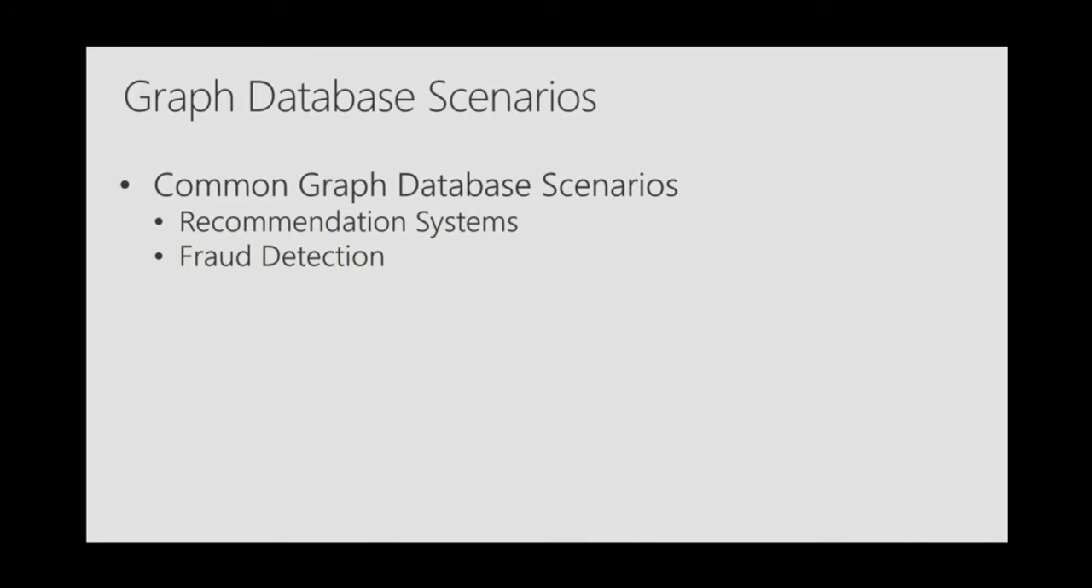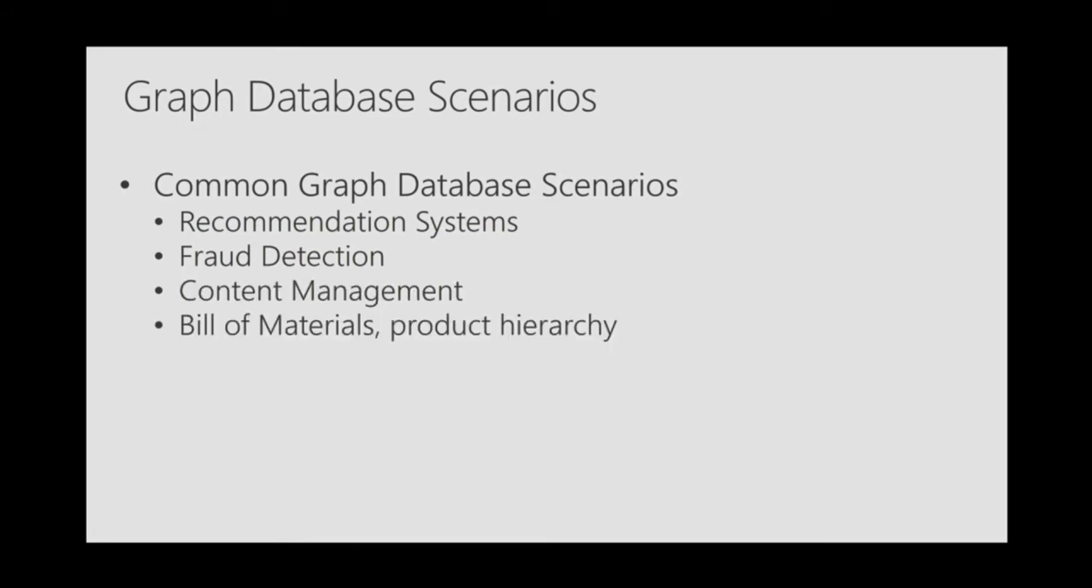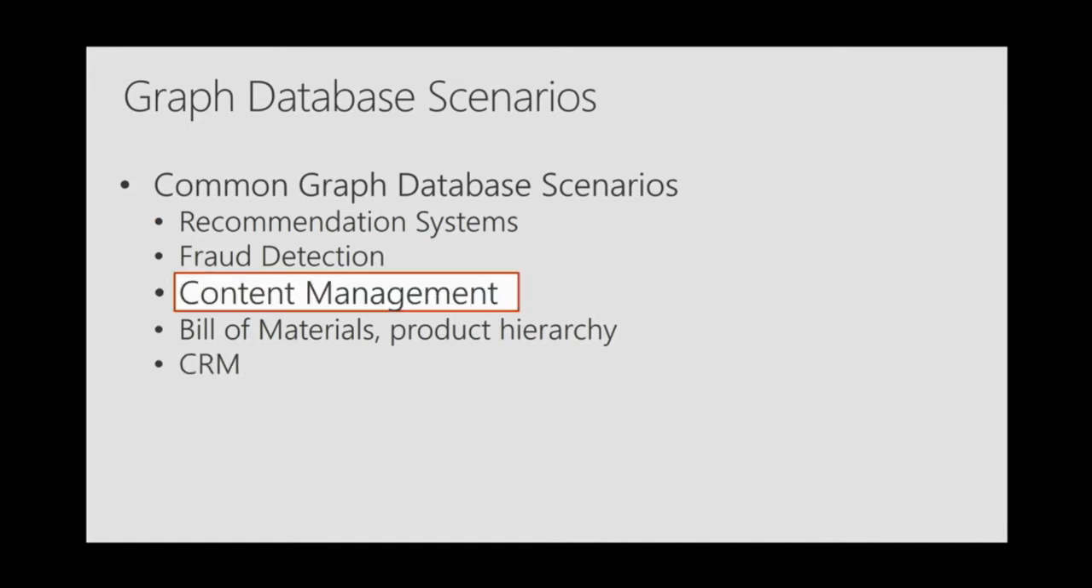Content management: it's very useful in content management, finding all the relationships between a complex set of content. Bill of materials, product hierarchy, CRM. If anybody was at Rohan's talk, he had the Dynamics CRM people talking about how they're embracing graph in that product and how it's benefiting them. So we're going to focus for just a bit on content management, and I'm going to ask Alex to step up and tell his story.